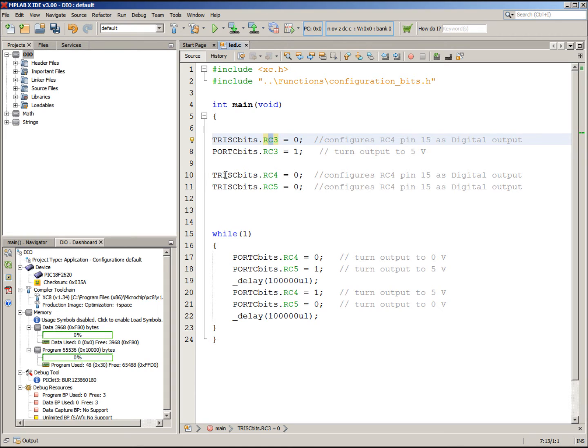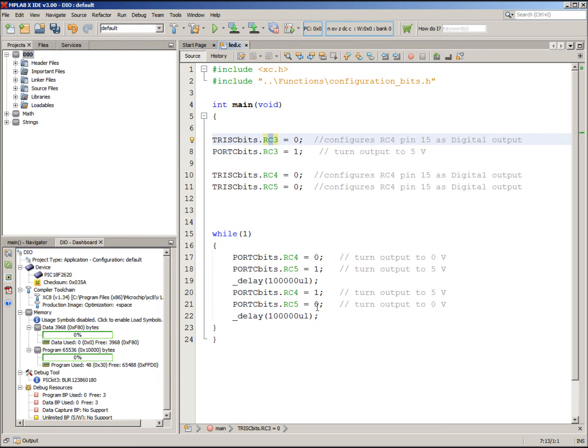Here we're using the RC4 and RC5 pins. So they're both configured as outputs. Inside the while loop, I turn the pin RC4 low and RC5 high. So depending on the orientation of your two color, let's say that red comes on. I have a delay, and I'm going to talk about delays in a moment. What this just says is wait.